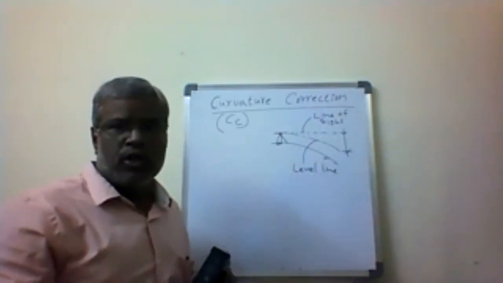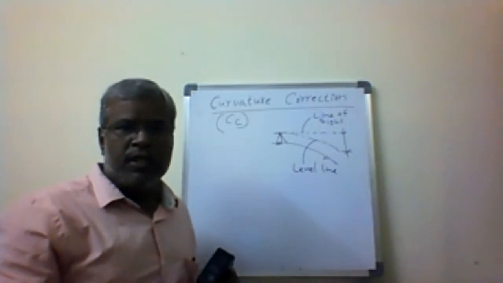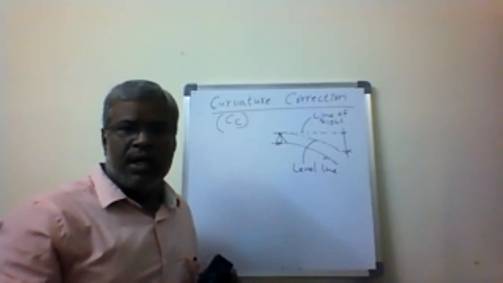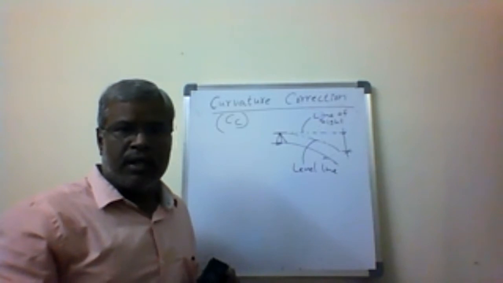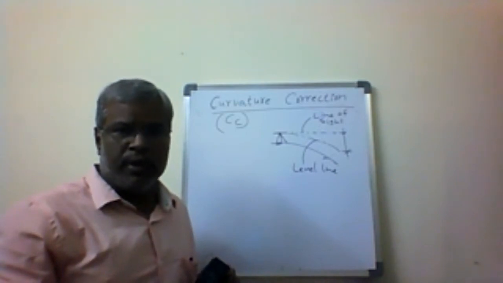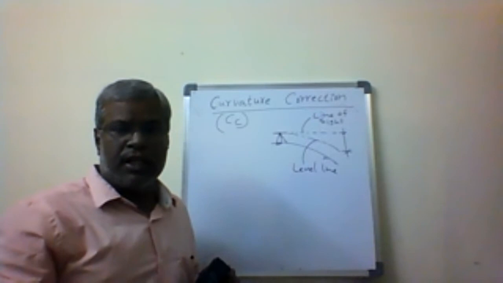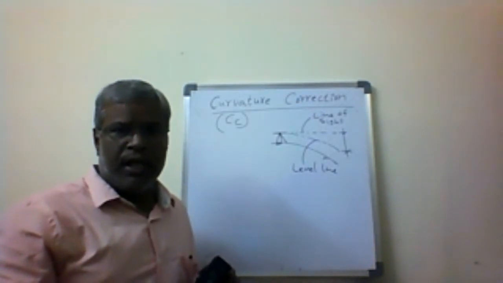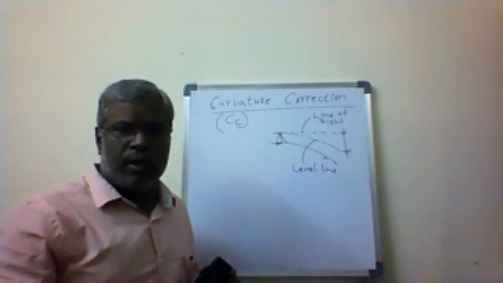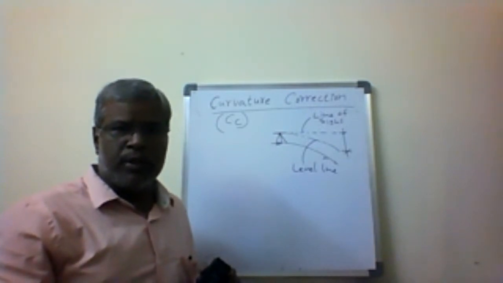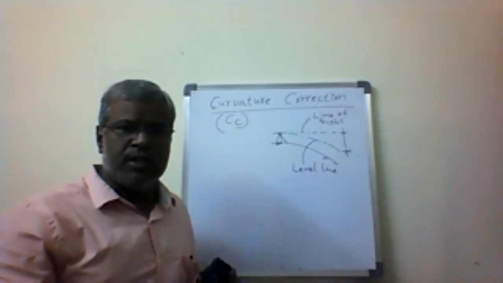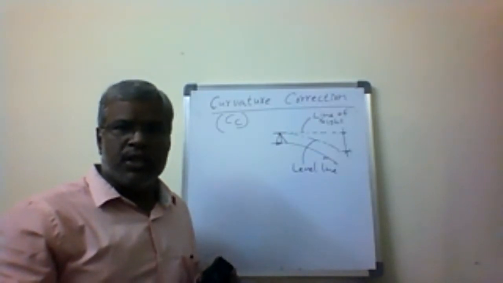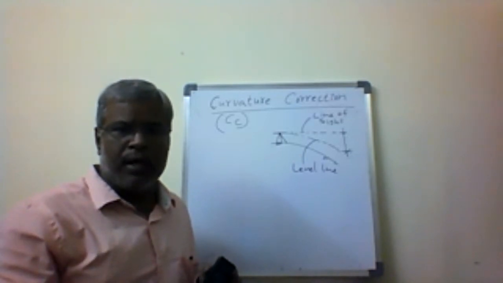Always the level line and the line of sight should coincide with each other, and only then will the readings we take be right. The line of sight is the line of collimation. So it coincides with the level line or the plumb line, and then the vertical measurement we take is correct. But because of the curvature effect, meaning the curvature of the earth's spheroidal surface, the line of sight and the level line are not going to be parallel to each other.